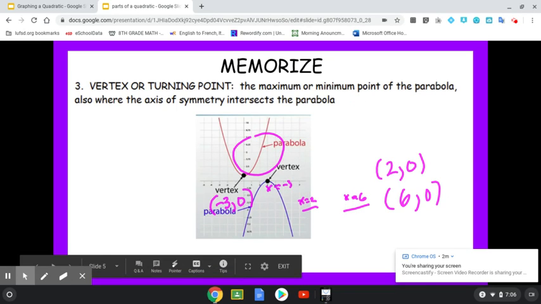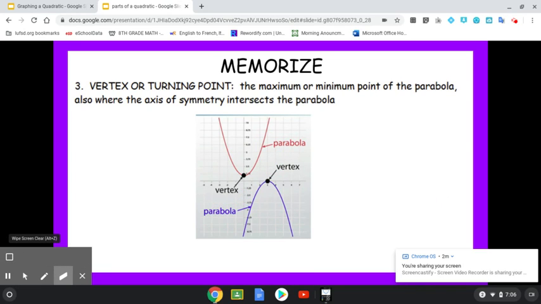Now what we're going to do is go on to the next page, and I apologize about that. Your vertex or turning point, we talked about it yesterday, it talks about your max or your min. It's where your parabola turns. It could also be called your turning point. A lot of our analyzing deals with the vertex, so that's something we're going to get into later as well.